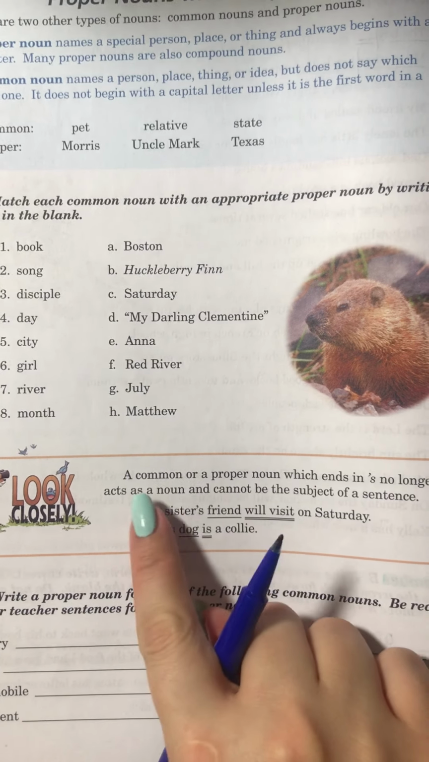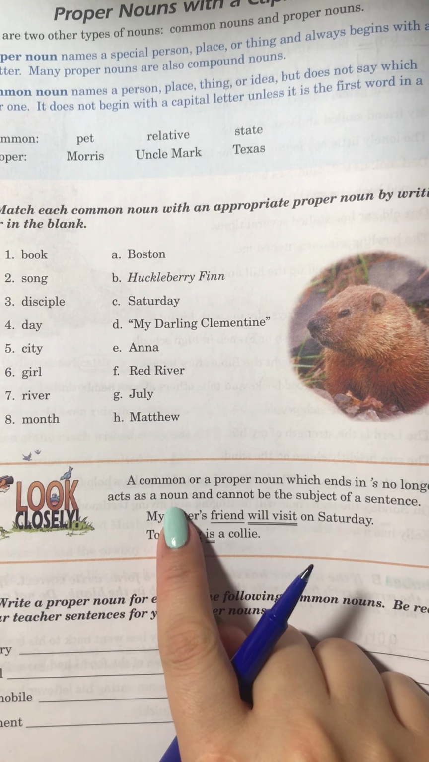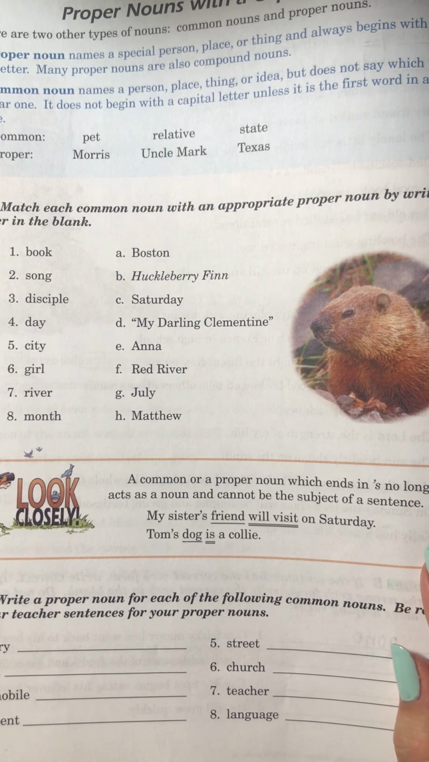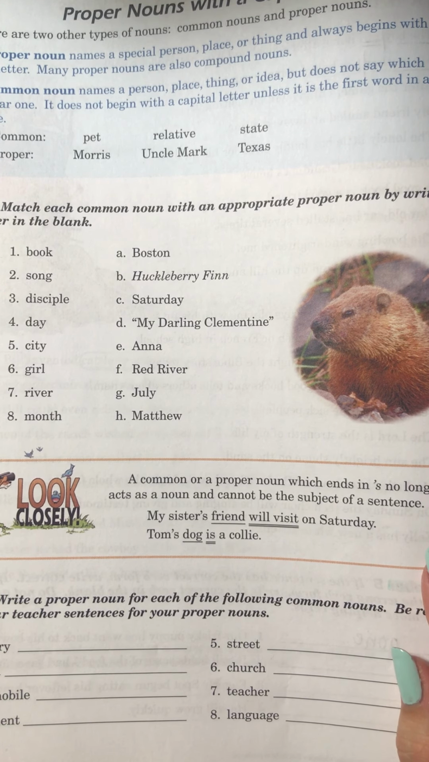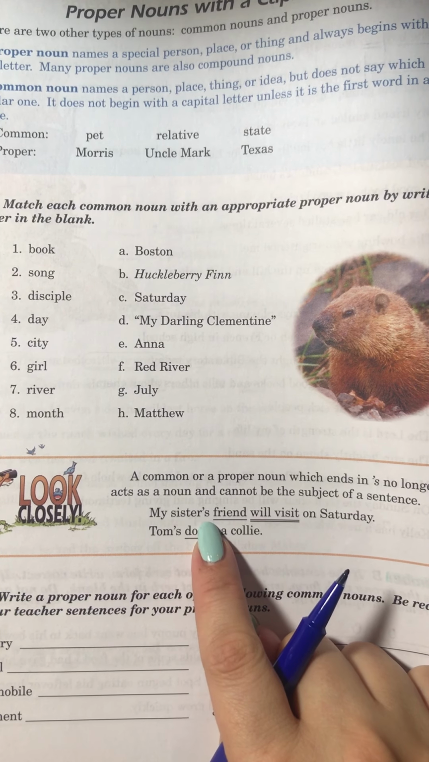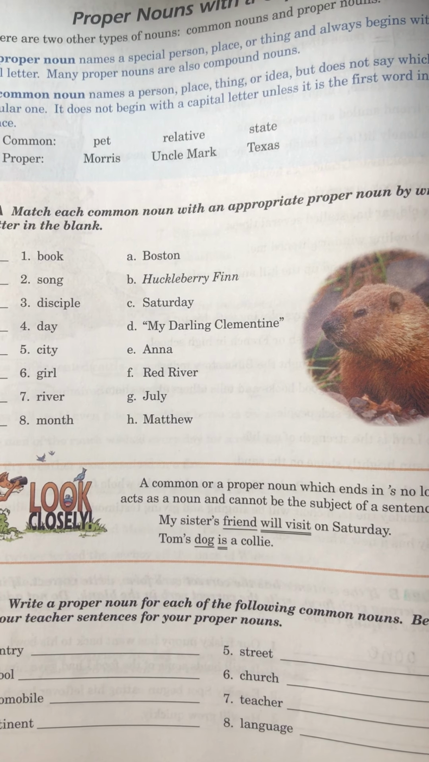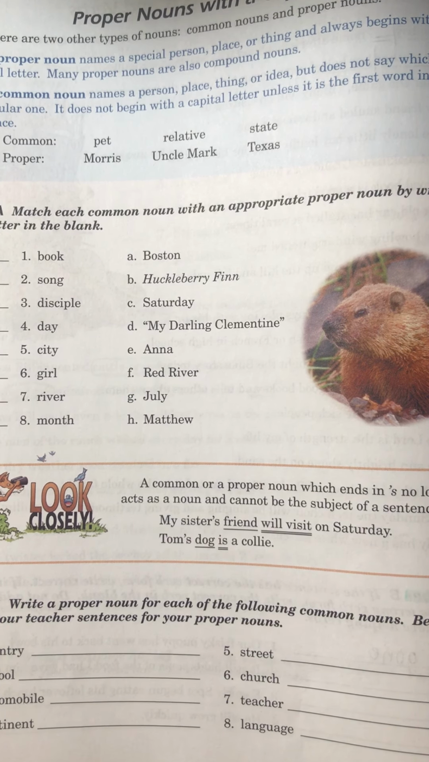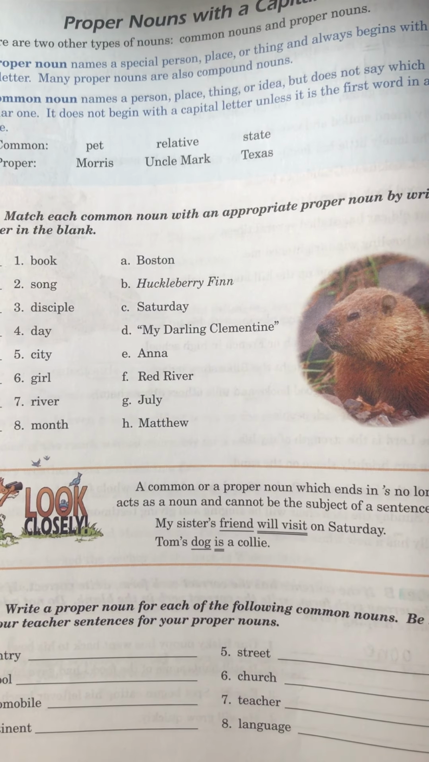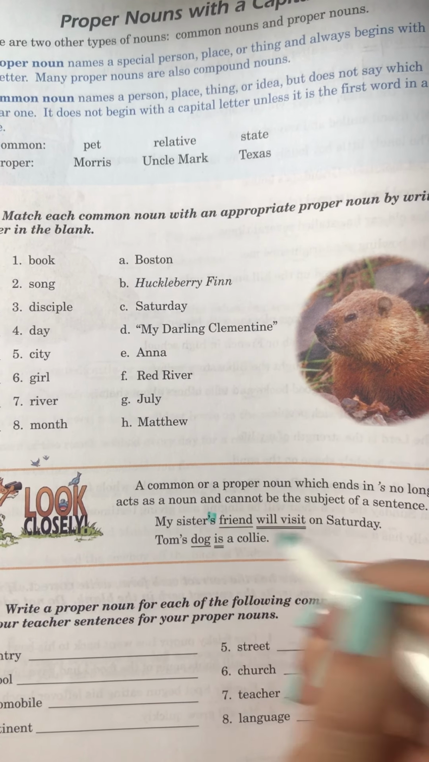Then here, a common or a proper noun which ends in S no longer acts as a noun and cannot be the subject of a sentence. So there's a little trick here, but we're going to see it right now. My sister's friend will visit on Saturday. What this means is normally the word sister would be a noun. But when you're talking about something that belongs to a noun, so you're adding an S, like sister's has an S here.